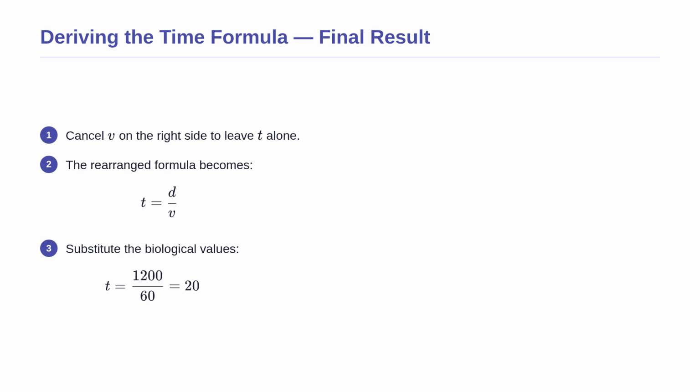By substituting 1200 for the distance and 60 for the velocity, we perform the final division to get 20 hours. The intuition here is that time is just the total journey divided by the pace of the travelers. This proves that as long as we can measure the physical dimensions of the embryo and the speed of its cells, we can perfectly predict the timing of its developmental milestones.